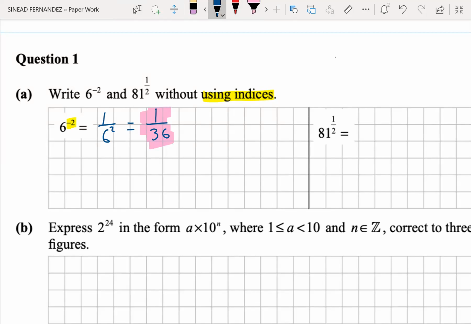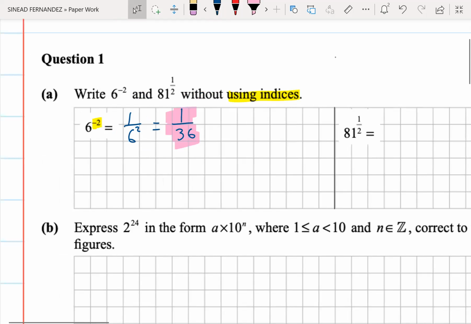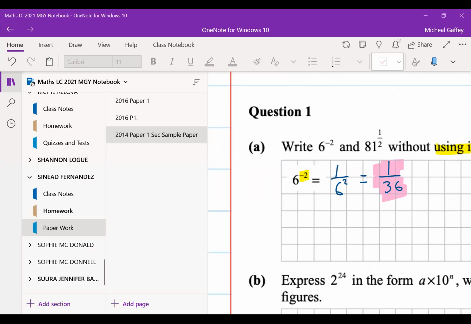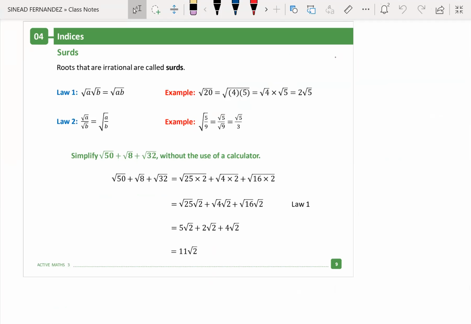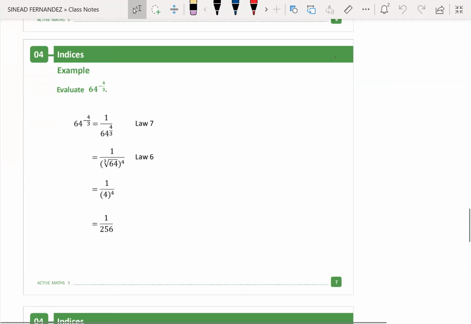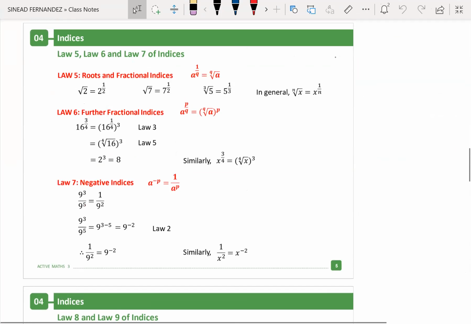Now let's look over the other one. Now, which law is that? When you have negative numbers, let's go back to the class notes and have a look. So that's the surds, they're just examples. Which law is this one? It's law 7. Okay, it's all about negative powers. What happens when you have that? And they've examples there for you.